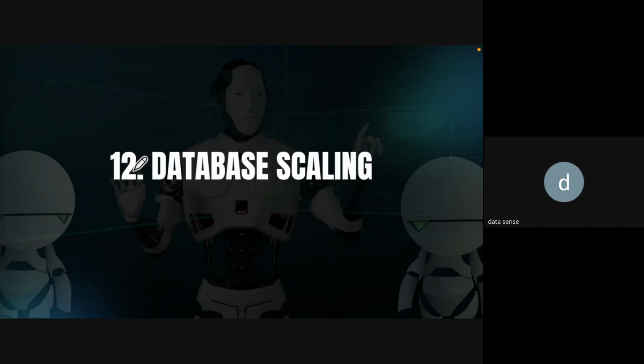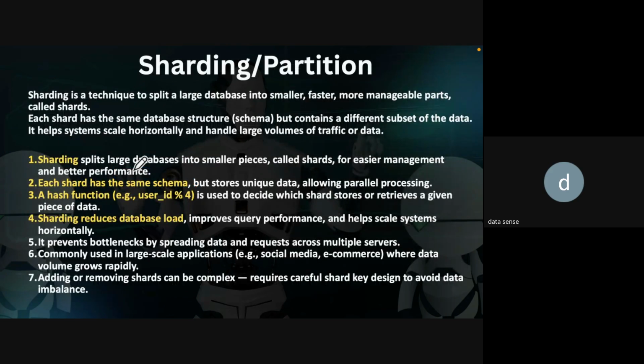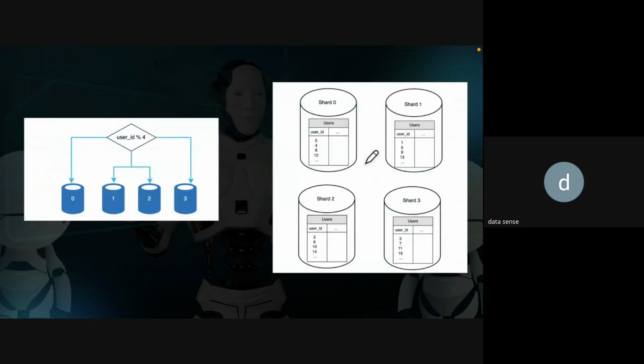And one more thing, the last topic is database scaling. Whenever your information is coming, you don't store all the information in the same database. There's a concept called partitioning and sharding, right? What it does, it splits the large databases into smaller pieces called shards for easier management. Suppose you have a user ID from 0 to 100. Not all user IDs will go in the same one. So for this single database, multiple shards will be created. Some information will go to this, some will go to this, some will go to this, some will go to this. So data will be basically partitioned.